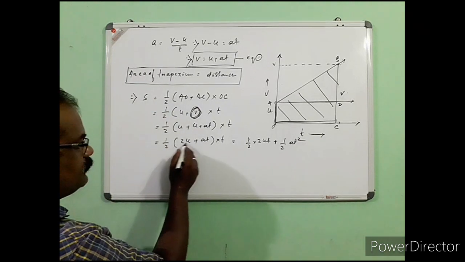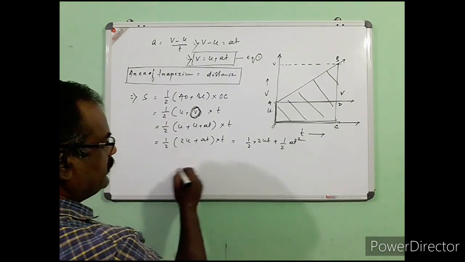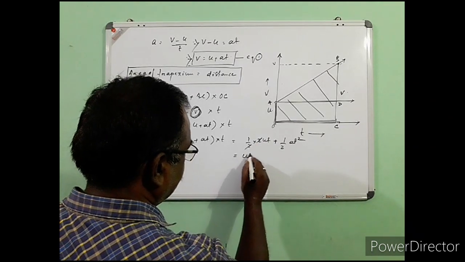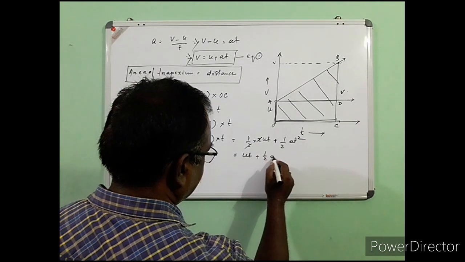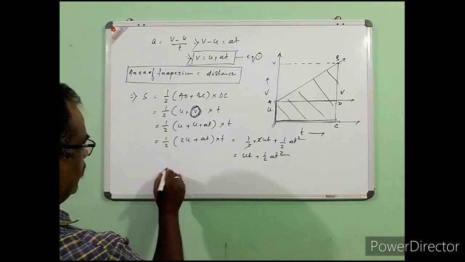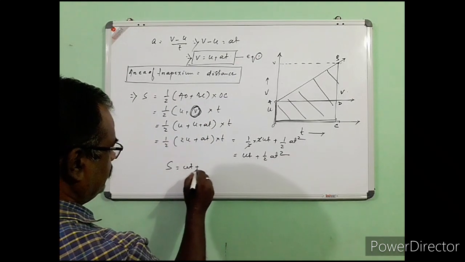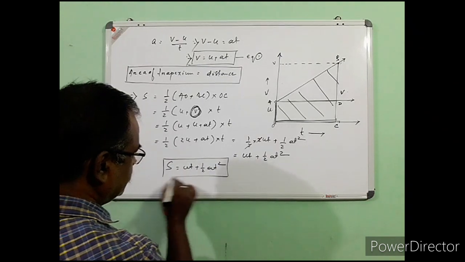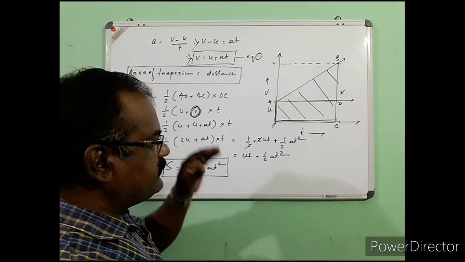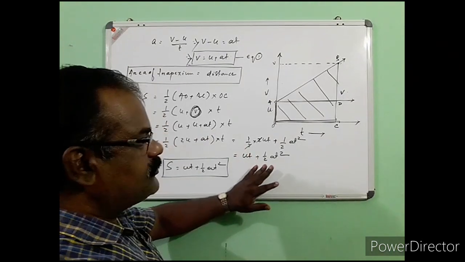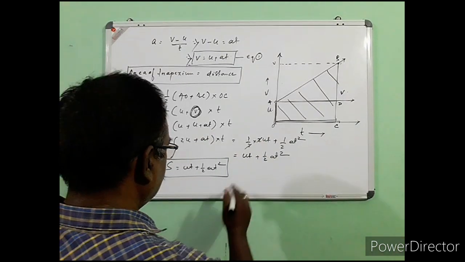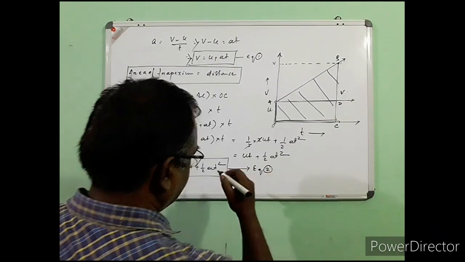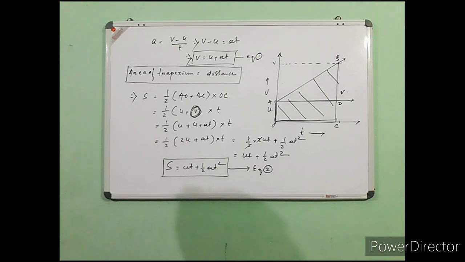So half into 2UT plus half AT square, considering these two, we get UT plus half AT square. Hence we have S is equal to UT plus half AT square, which is the second equation of motion. Remember that this derivation is a very important derivation so far as the exam is concerned. So that is why this is your equation 2, the second equation of motion.